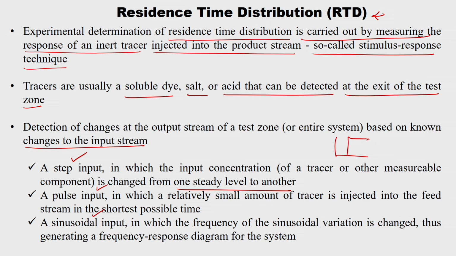So, for example, this is my step input. Immediately it rises to some other level. And in the pulse input, a relatively small amount of tracer is injected into the feed stream in the shortest possible time. So, this is like this. This is the pulse input, and sinusoidal is nothing but something of this kind. These two are very easy for experimental determination of RTD, but the sinusoidal input is a bit difficult to carry out. Here the variation is changed, and thus generating the frequency response diagram is needed to analyze the output characteristics of the tracer particle.